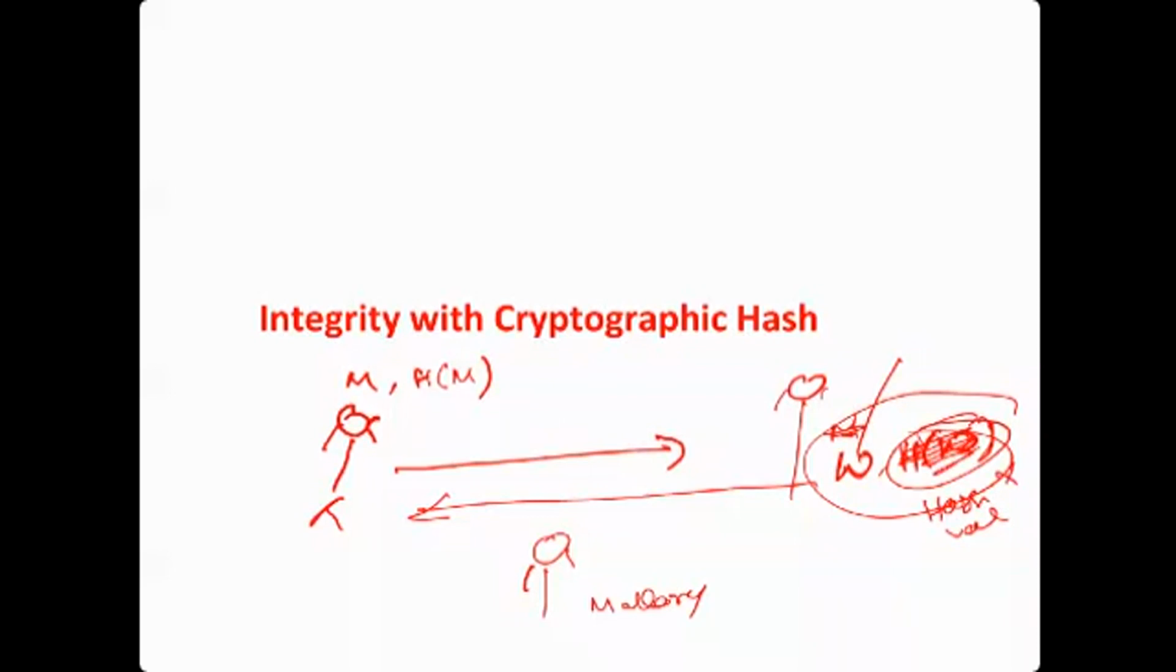He receives W comma X. Okay, how does he know this is correct? He will calculate H of W and then compare it with X. If both match, then can he say that it has come from Alice? No. Because two messages can have the same hash, right?